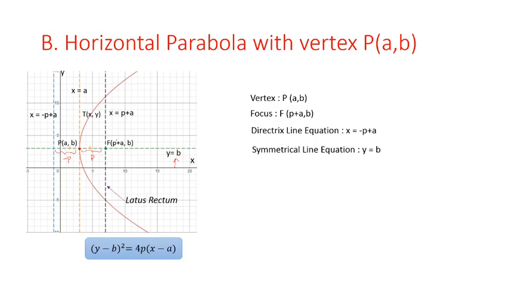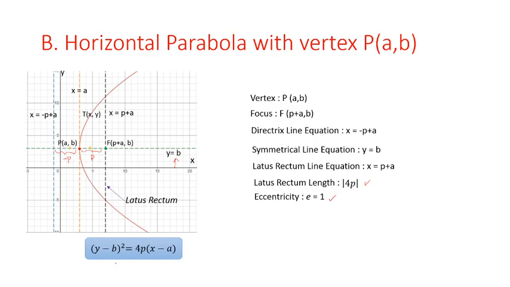The latus rectum, since it follows the x-coordinate of the focus, has the equation x equals p plus a. It does not change the latus rectum length, which is still 4p. And the eccentricity is also the same: e equals 1.